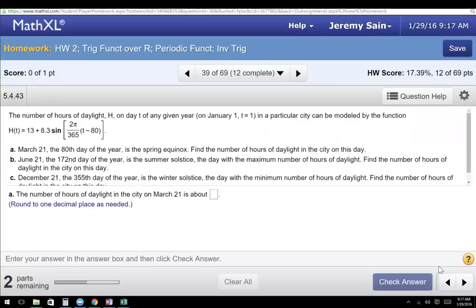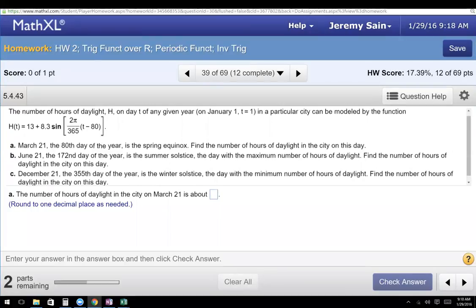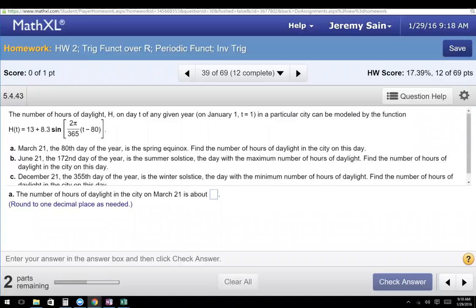All right, so let's go on. The number of hours of daylight in a day is modeled by that function. March 21st is the day of the spring equinox. Find the number of hours on that day. So if I plug in t is 80, t minus 80 is 0, right? 0 times 2 pi over 365 is 0. So what's sine of 0?